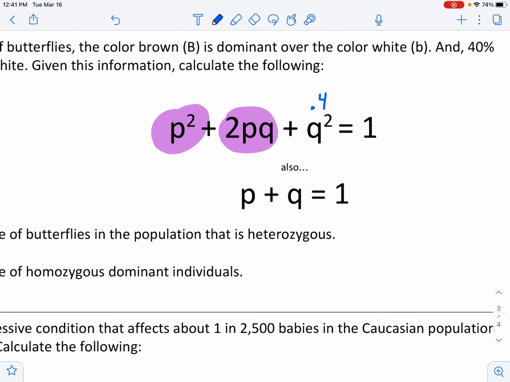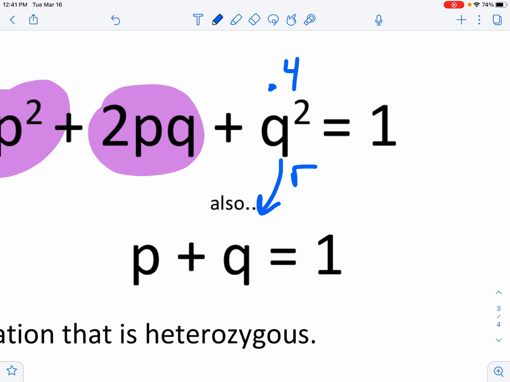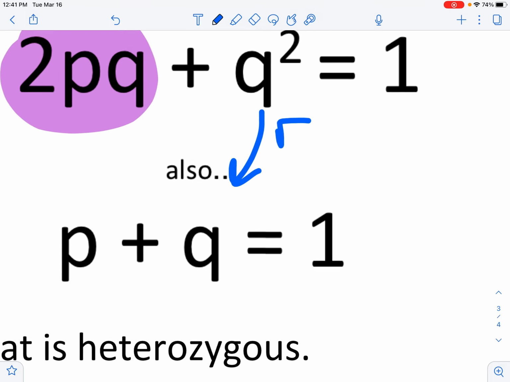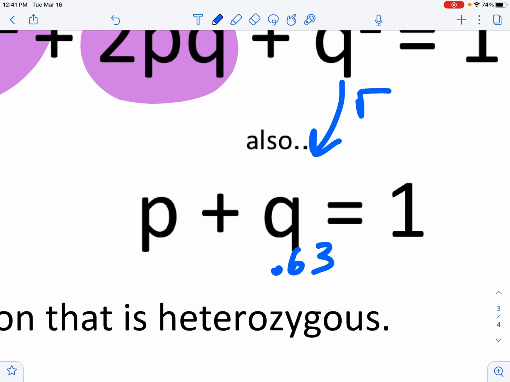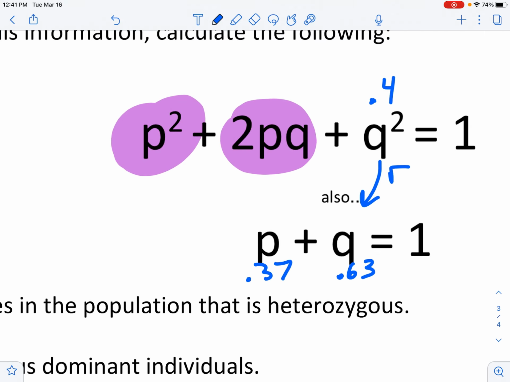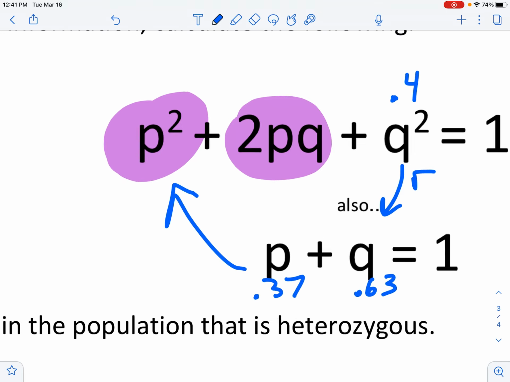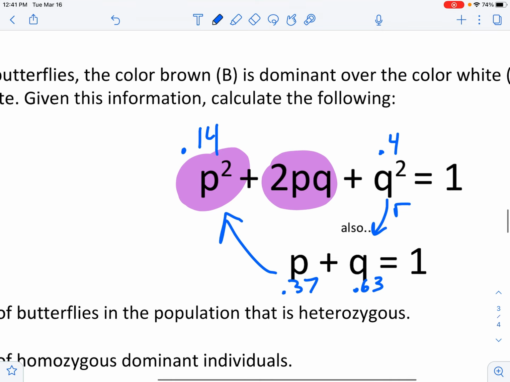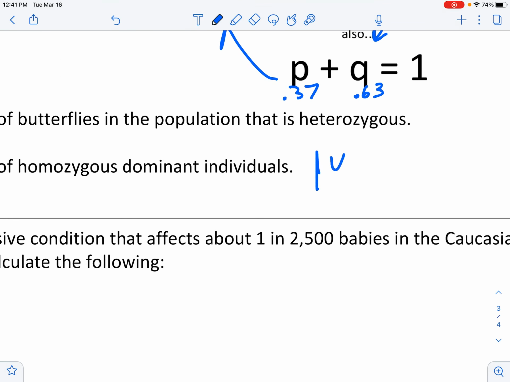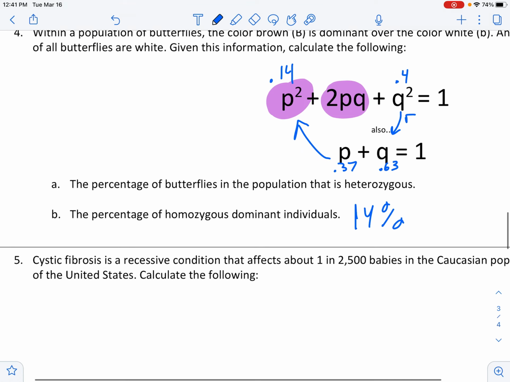Okay, so let's go ahead and, again, let's unsquare that. So let's take the square root of 0.4. 0.63, which would make this 0.37, right? And then square 0.37. 0.37 times 0.37, 0.14. Okay, so that's this one, 14% are homozygous dominant.